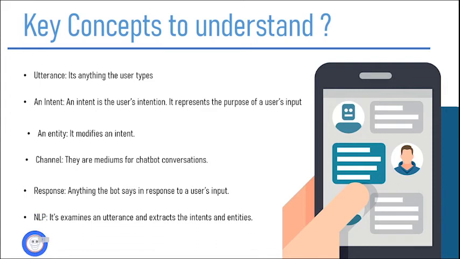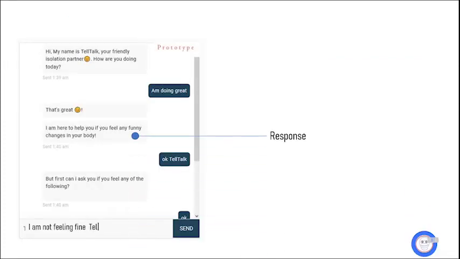NLP examines the utterance and extracts the intent and the entities. I know by this time you guys have understood what intent and entity mean. You can build your own NLP or you can use plugins in your chatbot platform of your choice, like the Q&A Maker in Azure and Motion.ai. There are so many platforms you can choose from depending on your budget, what you want to use it for, and the ease of work. The responses, and this is what the utterance is.